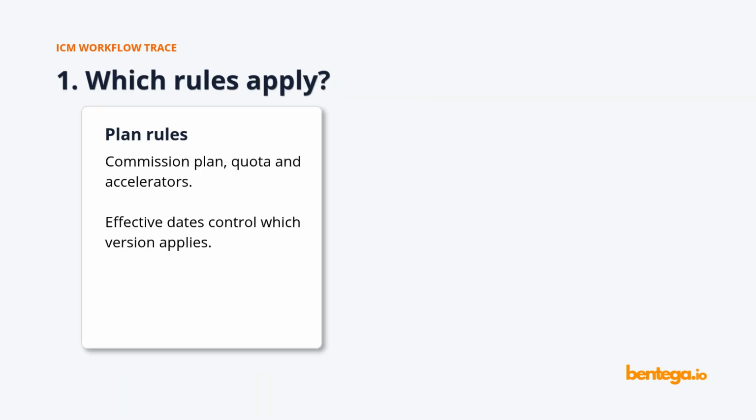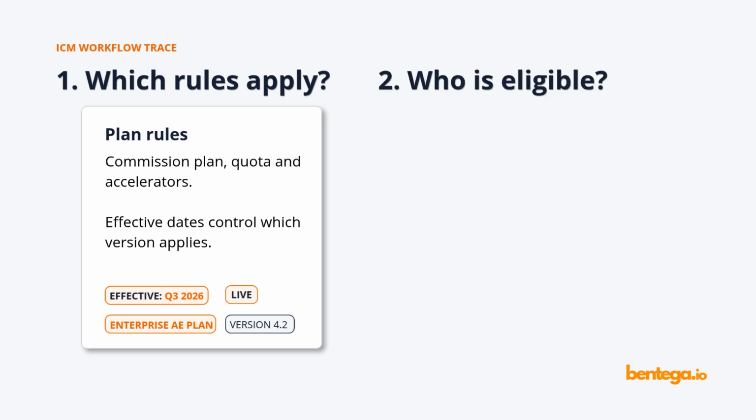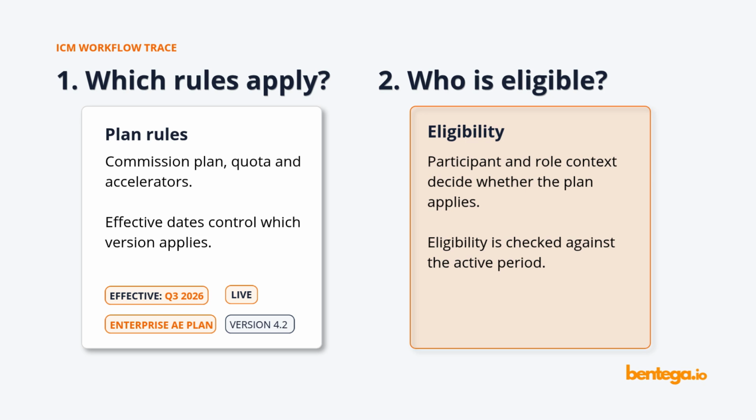The process starts with the plan rules. The relevant plan, components and effective dates determine which logic applies for a given period. Eligibility then determines which participants should be included. If those two steps are unclear, every calculation downstream becomes harder to verify.